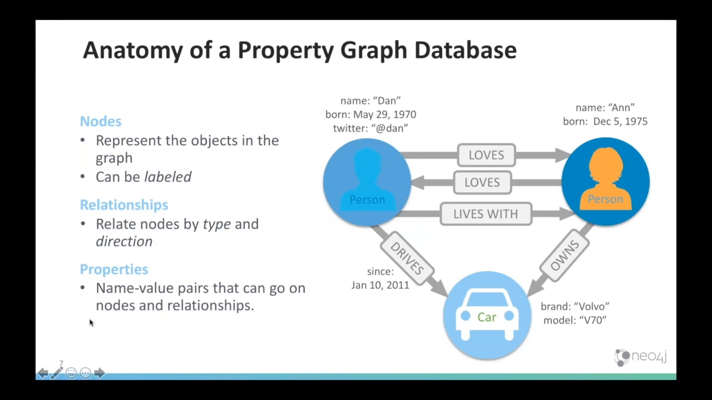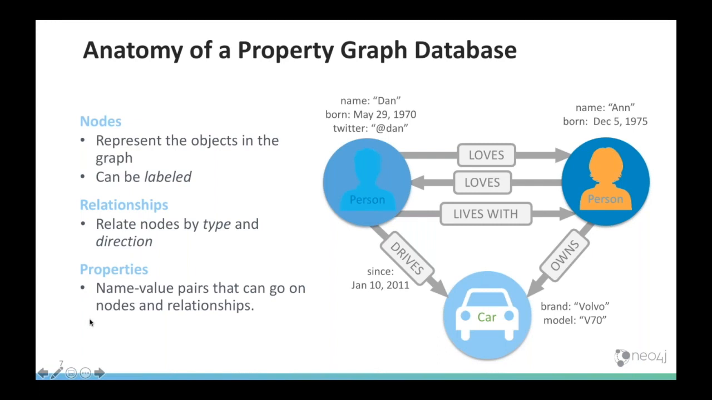So here we see the person node in the upper left. His name is Dan. He was born May 29th, 1970. We have his Twitter handle @Dan. So those are just key value pairs, properties that you attach descriptively to a node. The person on the right, her name is Anne. She was born December 5th, 1975. We don't have her Twitter handle, and that's okay.